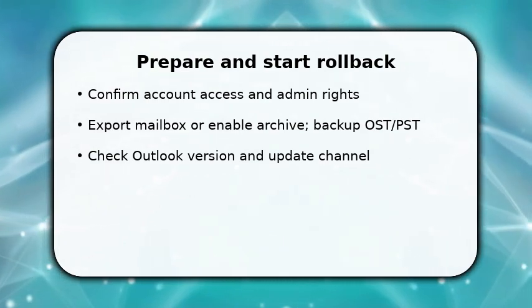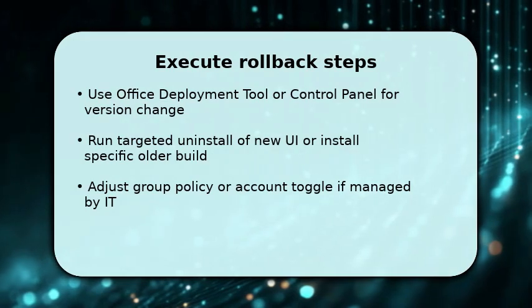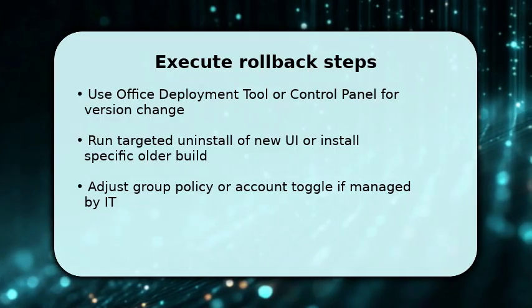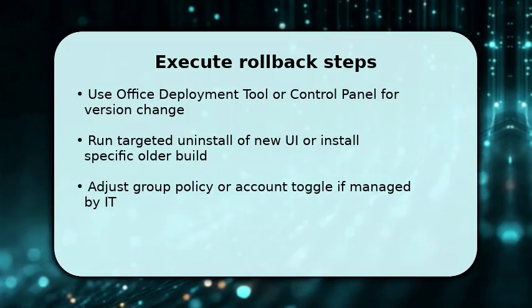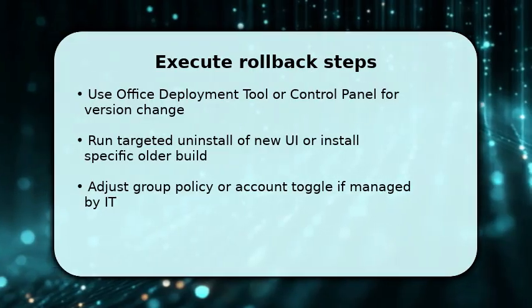You now perform the core steps. If you have Click-to-Run Office, use the Office deployment tool to specify the older build and channel, then run the configuration. If MSI installed, use Programs and Features to uninstall and reinstall the desired version.